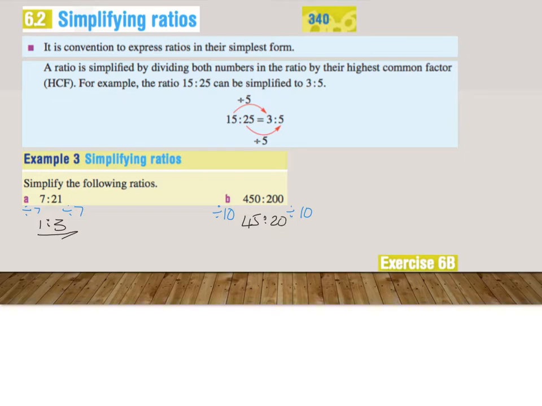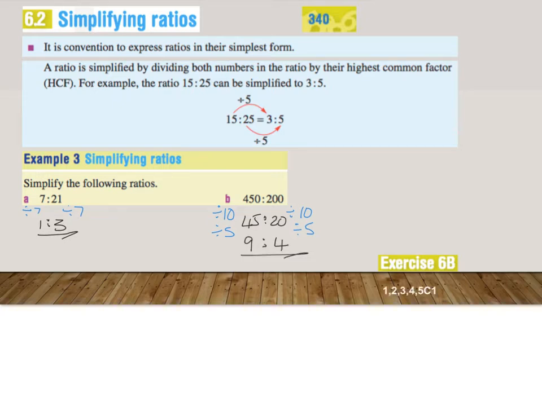Now for 45 and 20, the highest common factor is much easier to see now as being 5. So if I divide by 5 on both sides, we will then see that 45 divided by 5 is 9 and 20 divided by 5 is 4. This is the simplest form, and therefore we have simplified the ratio.